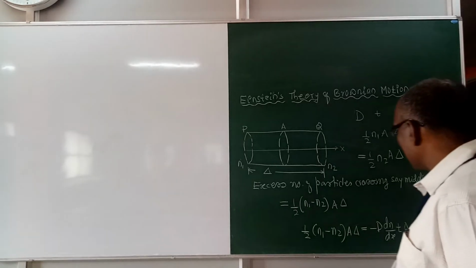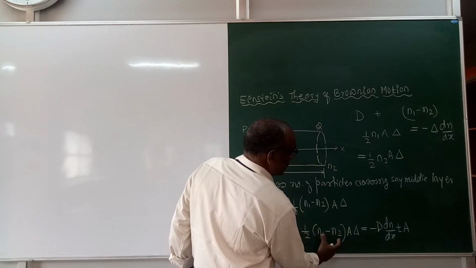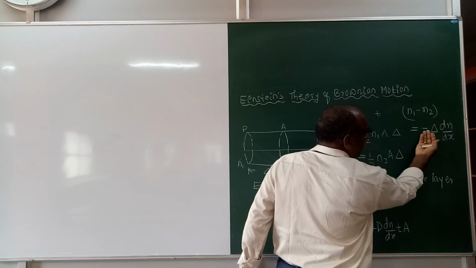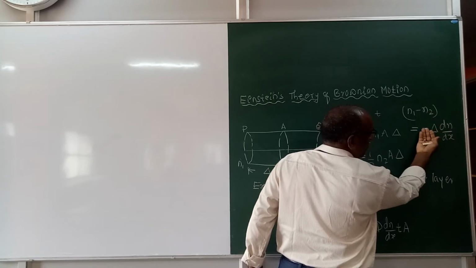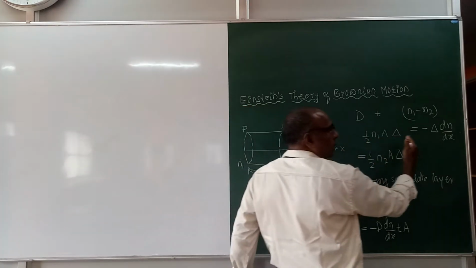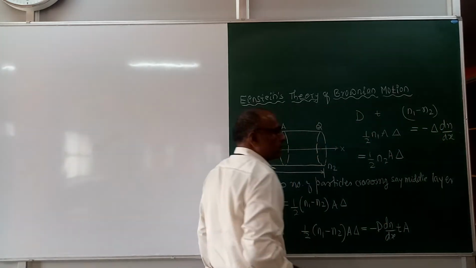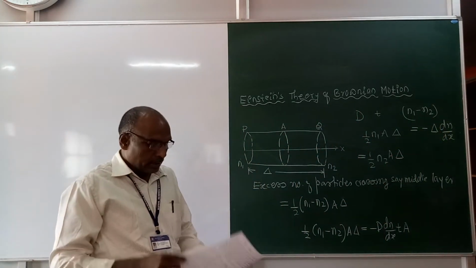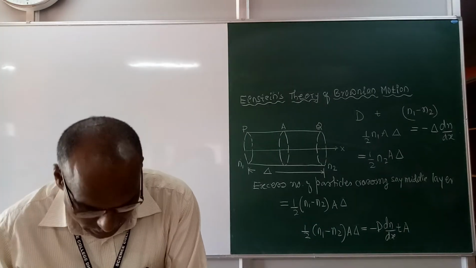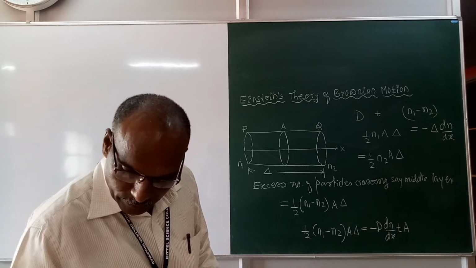We'll continue this derivation. So once we get this difference N1 minus N2, the concentration difference is given by this, where the negative sign indicates that as we move from one side to the other, it goes on decreasing. Delta is the length, dN by dx is the concentration gradient.